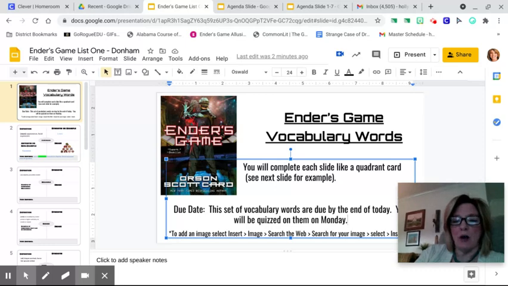But this particular set of words is going to be due at the end of today. So you're going to do all 10 today. You're going to have a quiz on these 10 words on Monday. So make sure you get these done and turned in. They will be graded, so make sure you get them completed today. And remember, when you are adding an image to the slide, I'll go over how to do that in just a second. So let's move on to the first word.